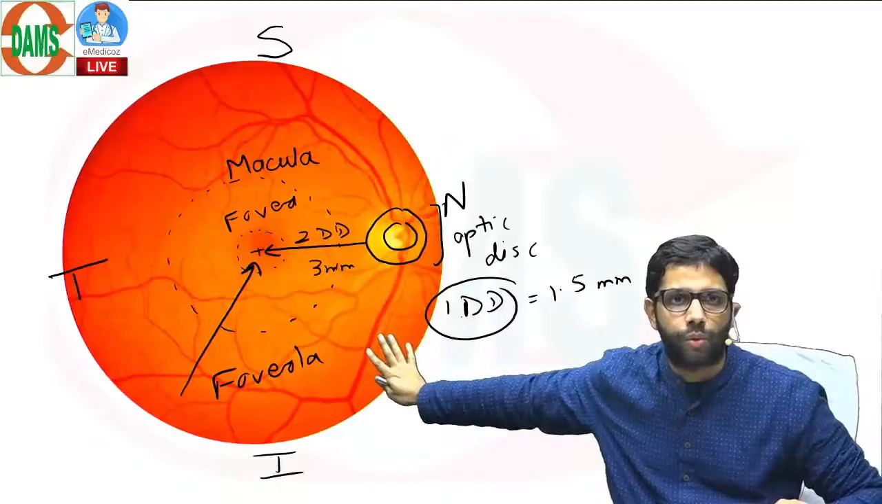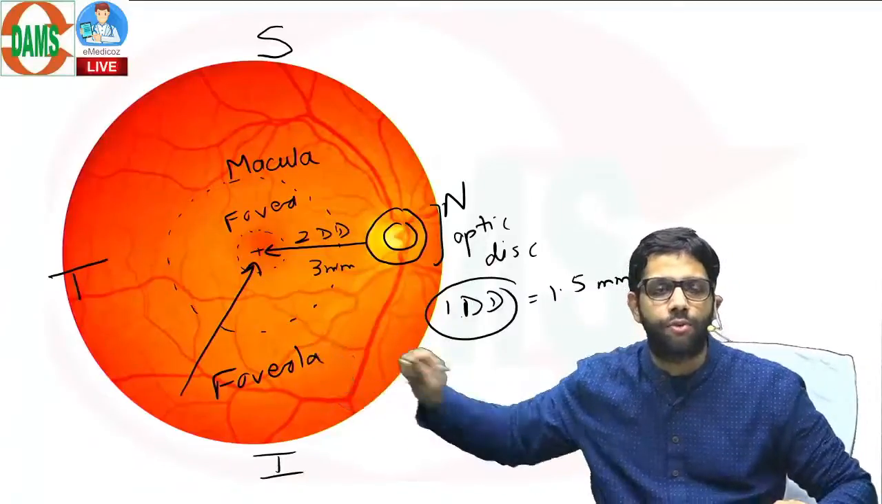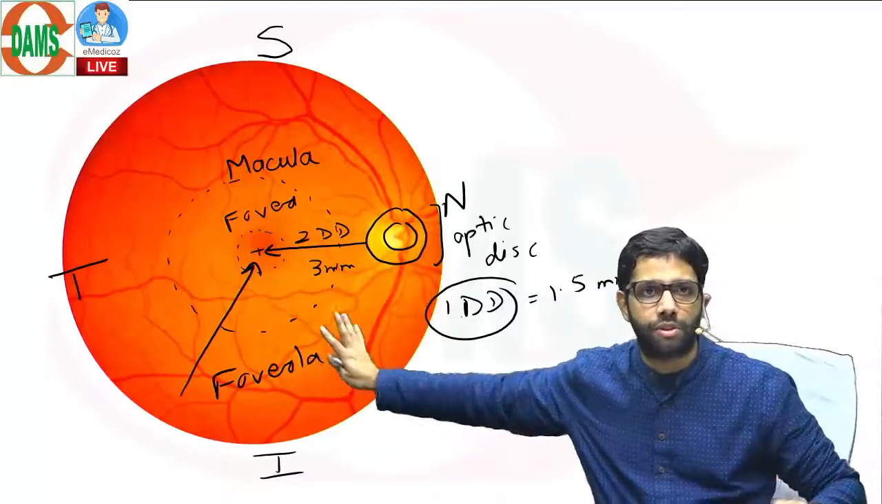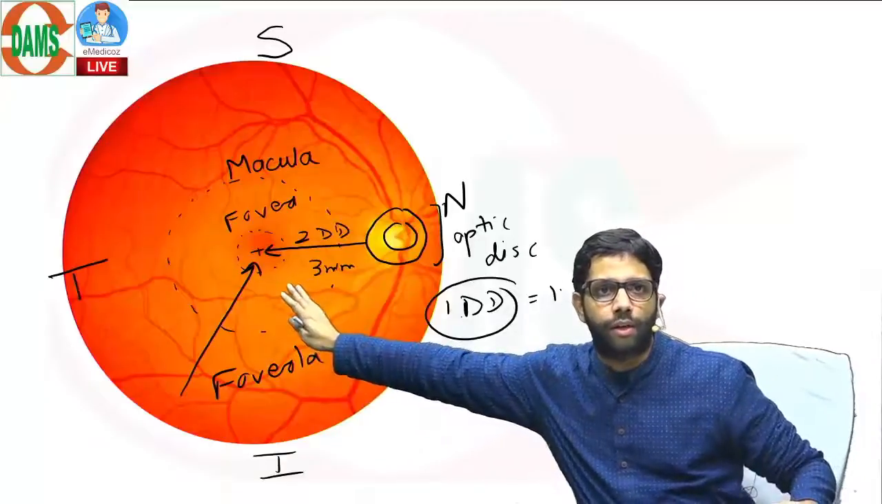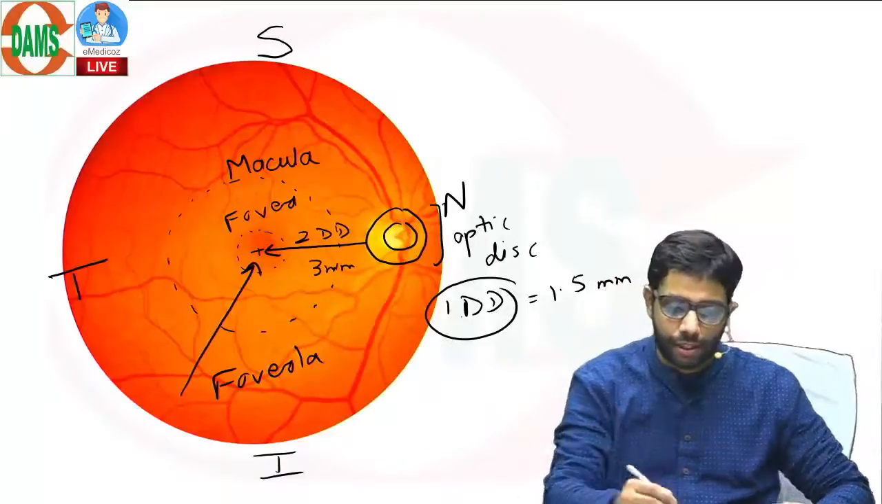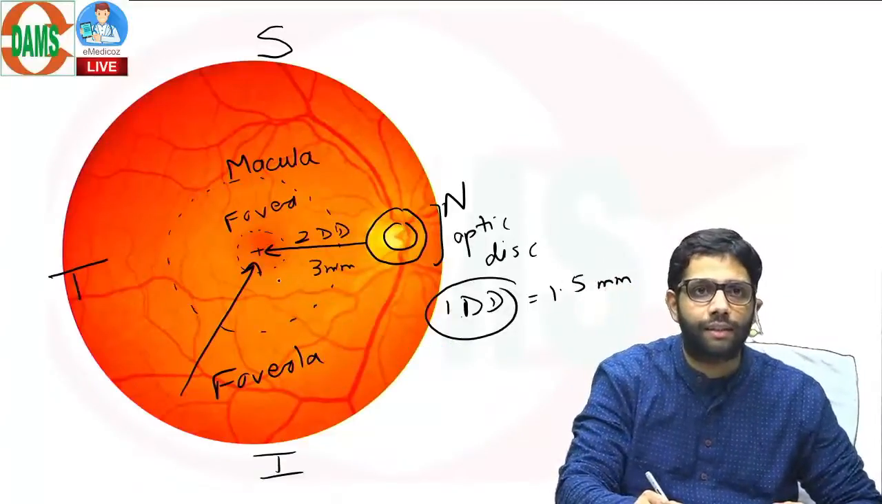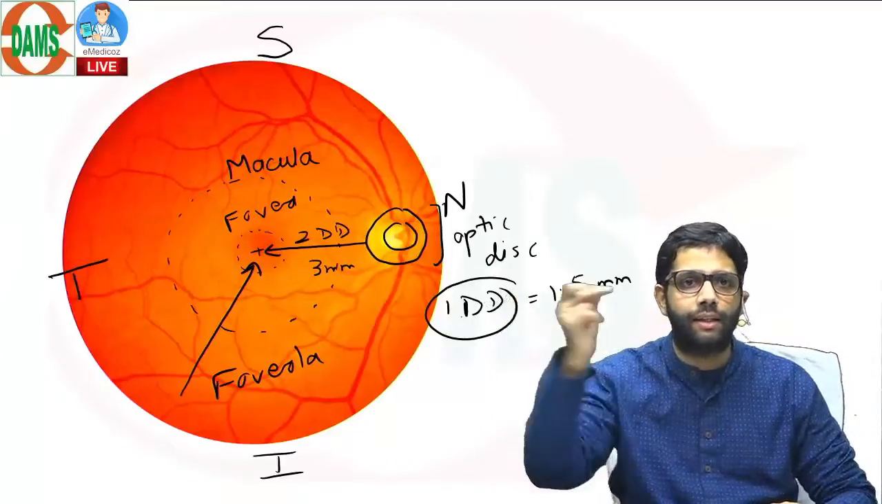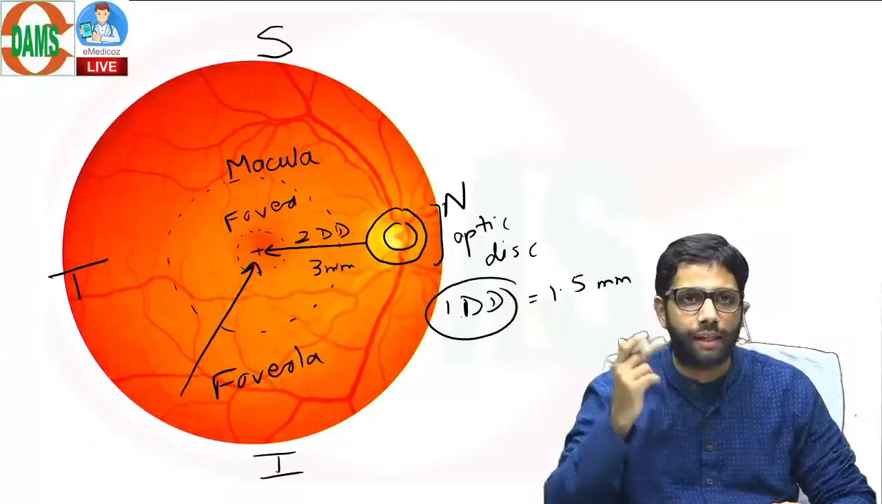Just see in the picture over here and see where is the fovea. Patient is standing face to face. This is the patient's retina. Where is the fovea? Fovea of this is on the right side. If fovea is on the right side, it has to be of the right eye.